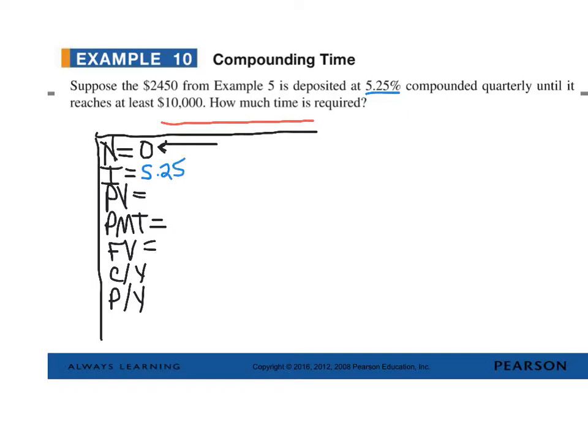our present value is $24.50, and of course there were again no further payments made, just the lump sum, while our future value is $10,000.